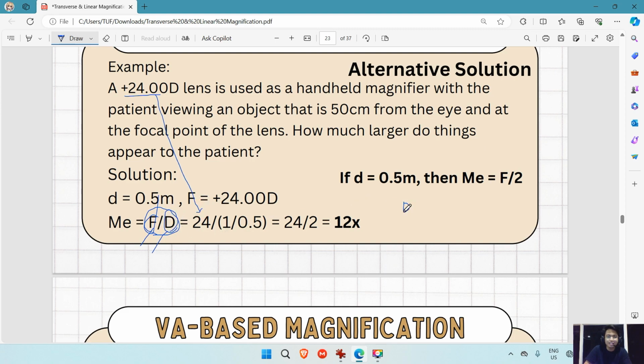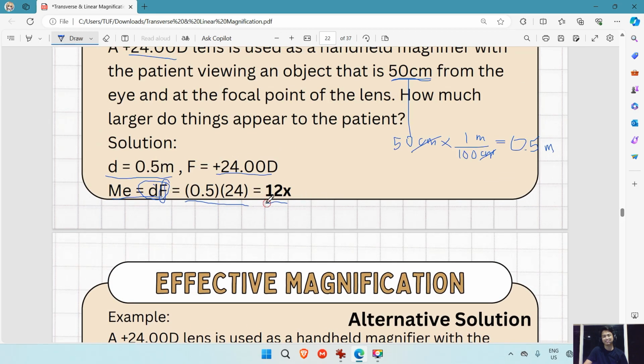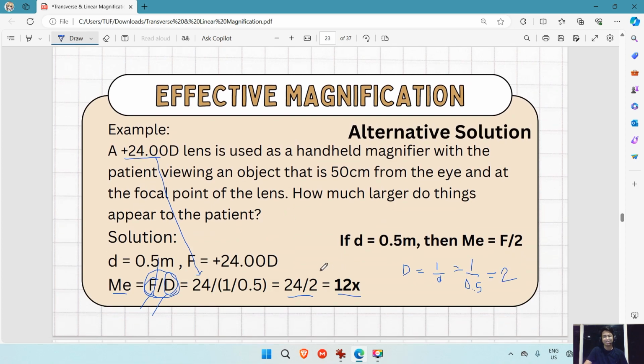So since D is equal to 1 over small d, so it is equal to 1 over 0.5, which is equal to 2. So ME is equal to 24 over 2. It is still 12 times. The same, right? It is just an alternative. So if D is equal to 0.5 m, then ME is equal to F over 2.